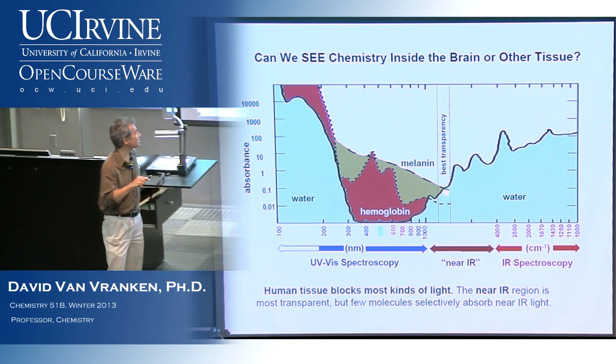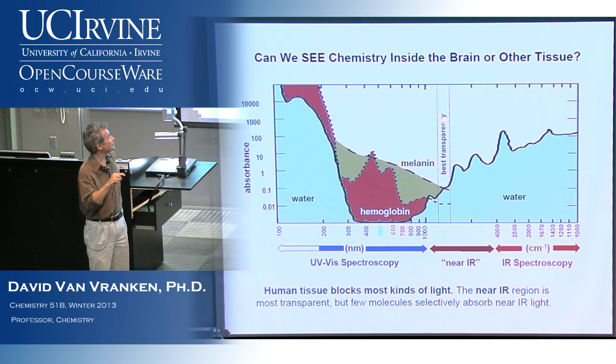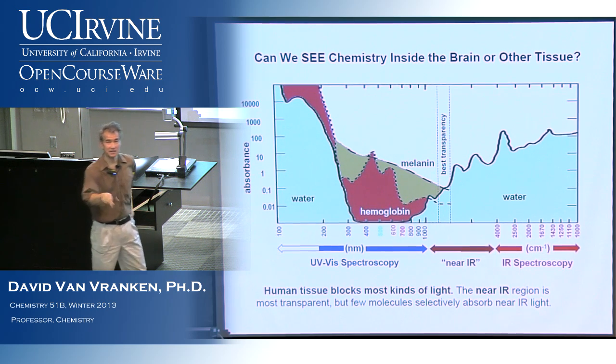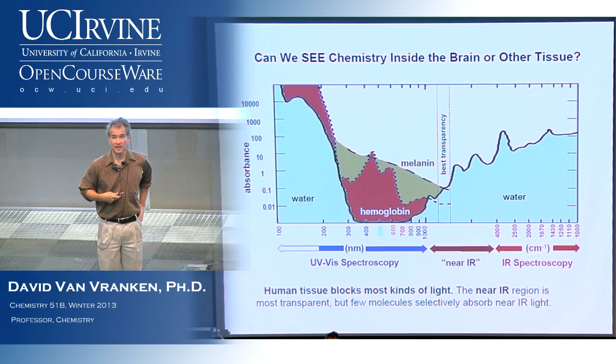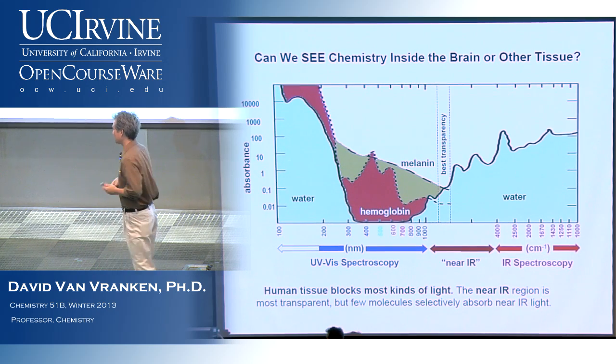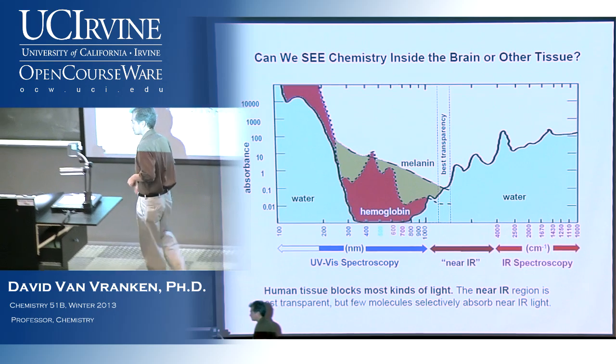So chemists are actively now trying to design organic molecules that absorb light effectively in this region, because you could use those as probes and tags to put inside the brain, to put inside the body, and watch where they're going. And the light would pass right through human tissue very effectively.